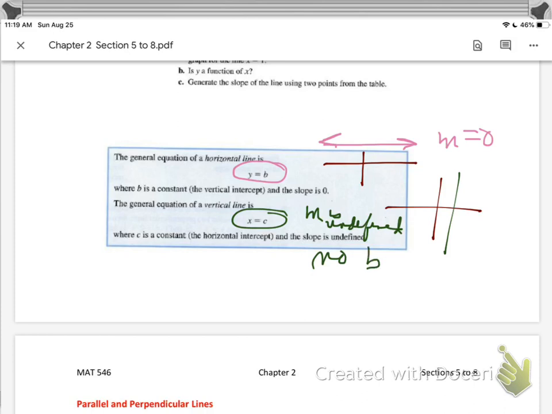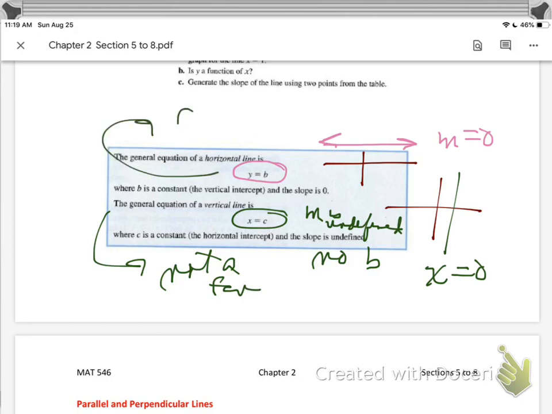It's never going to cross the horizontal. Well, the only time you're going to have a b, I guess, is if x equals 0, and then your b will always be 0. Okay, so this is not a function. Not a function. And this is a function. Okay, so be able to tell the difference between those two types of important lines.